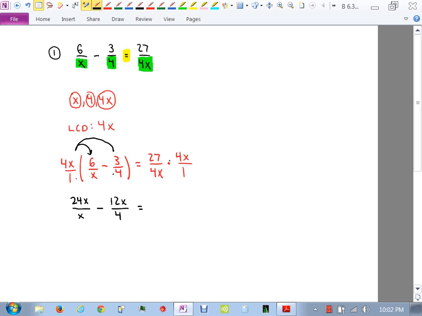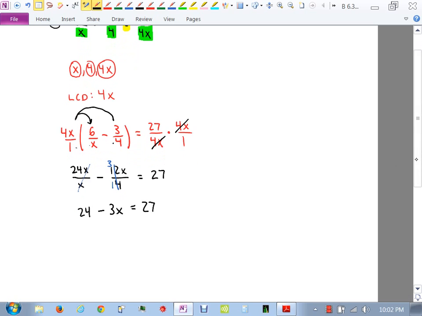On the right side, I could distribute this or multiply this 4 times the 27, but I'm going to do this one a little different. I'm going to cancel the common factors here, just cancel them out. And that just leaves me with the 27 on the right side. A little easier to do it that way sometimes. Okay, on the left side, the x's cancel here, which leaves me with 24. Over here on the second fraction, I can reduce 4 goes into 4 one time, 4 goes into 12 3 times. So that leaves me with a minus 3x equals 27. And now I just need to solve this for x.